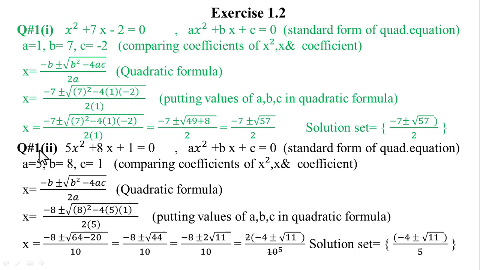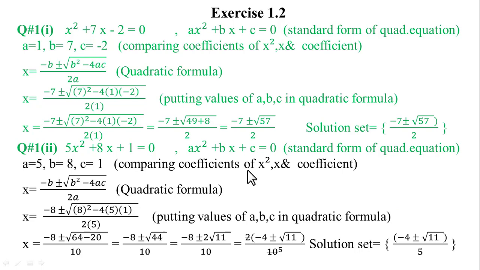Now we solve question number 1, second part: 5x square plus 8x plus 1 is equal to 0. The standard form of the quadratic equation is ax square plus bx plus c is equal to 0. Now comparing both equations and getting the values of a, b and c, comparing the coefficients of x square, x and the constant term, we have a is equal to 5, b is equal to 8 and c is equal to 1.